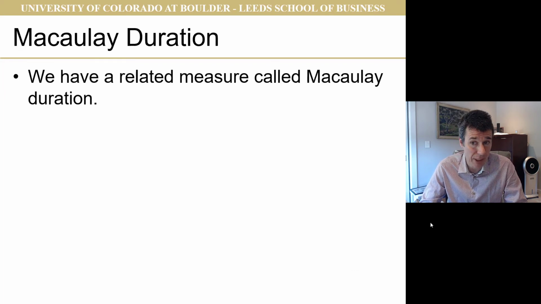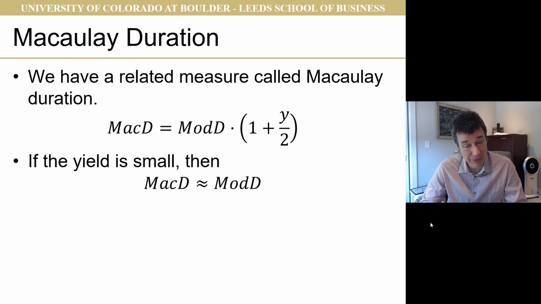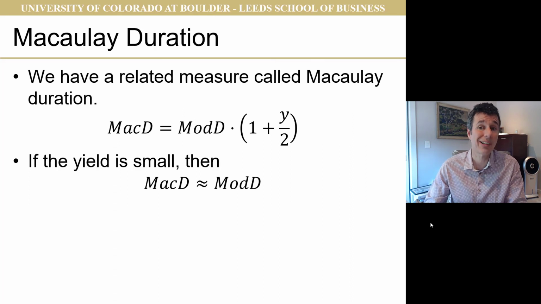We have a related measure called Macaulay duration. The Macaulay duration is the modified duration times 1 plus y over 2. If the yield is small, then that 1 plus y over 2 is pretty small, and these things are approximately equal to each other.